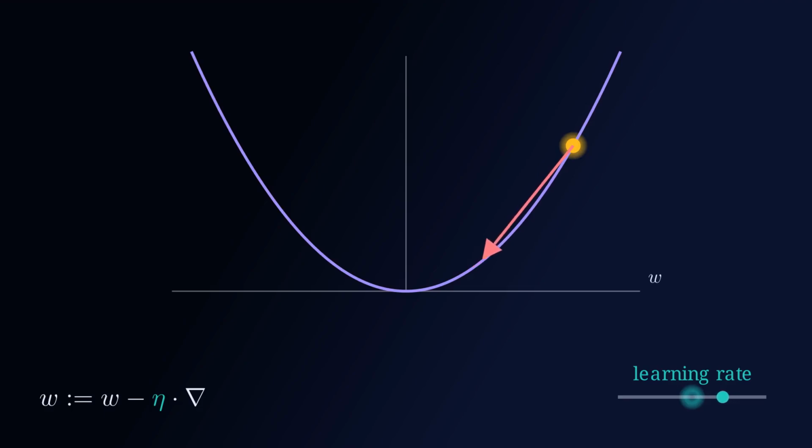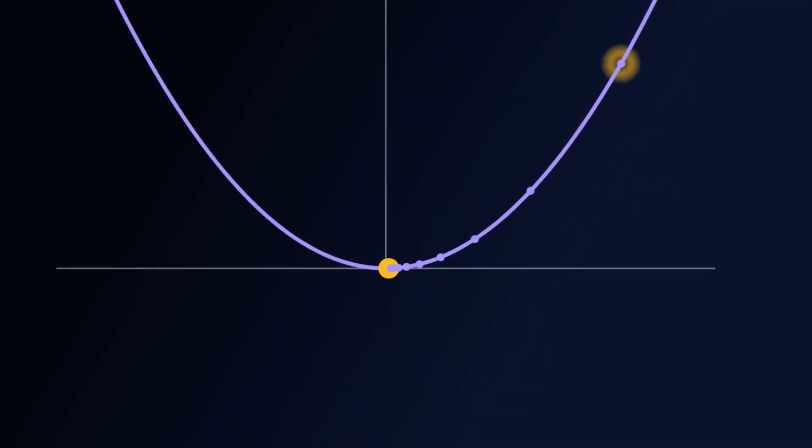Now let's actually watch the ball roll. We compute the slope, scale it by the learning rate, and take one step. Then we do it again from the new spot. And again. Each step, the ball feels the local slope and nudges downhill. Watch something beautiful happen as we approach the bottom. The valley flattens out near the minimum, so the slope gets smaller. Smaller slope means smaller steps all on its own. The ball naturally slows down as it arrives, easing gently into the bottom.